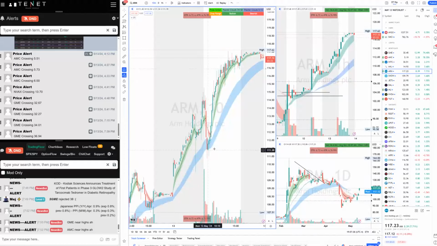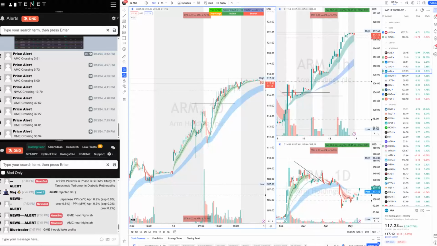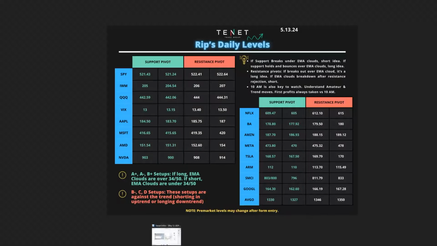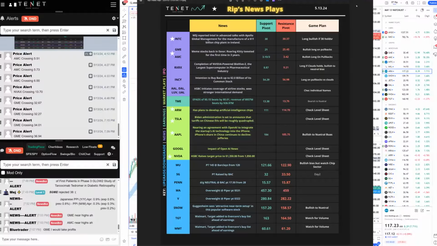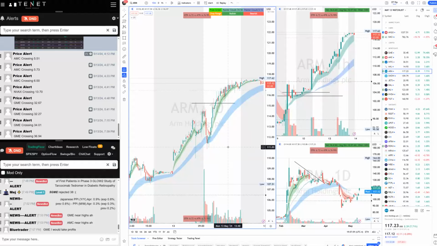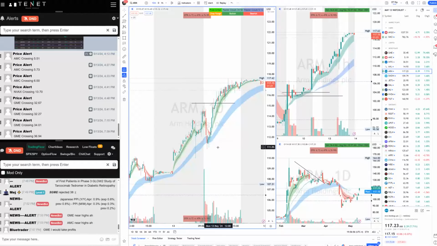So I personally didn't take the cloud dips, but this is the breakout. That was the long setup in the community, or you take the cloud dips, whatever works for you. But there was definitely a trade there on ARM. You see I gave the 111 support here, and look where it bounced, right? To the point. So that's why these levels are support levels.